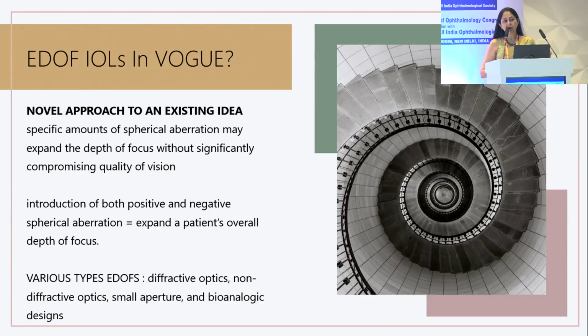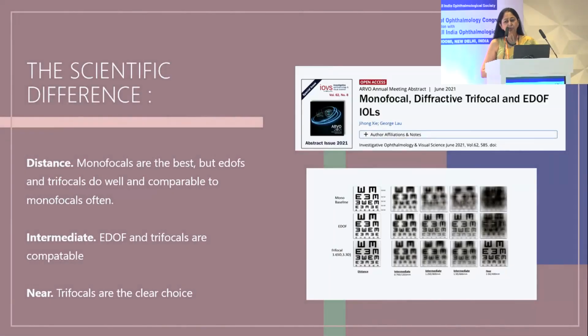So what are the EDOF lenses that are available now? There are a lot of EDOFs because these lenses are more forgiving. They introduce positive and negative spherical aberrations, and these aberrations help expand the patient's overall depth of focus. So there are various types of EDOFs. What is the scientific difference between all these lenses? If a patient requires only good distance, then monofocals cannot be beaten. They give you a very good distance visual acuity. But the EDOFs and the trifocals also do well and are often comparable to monofocals.